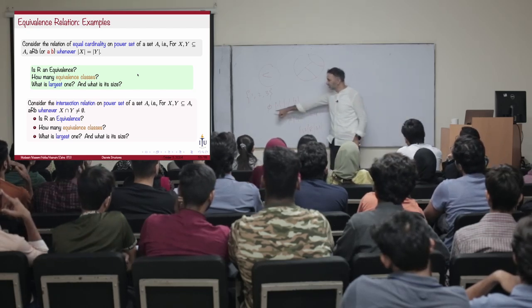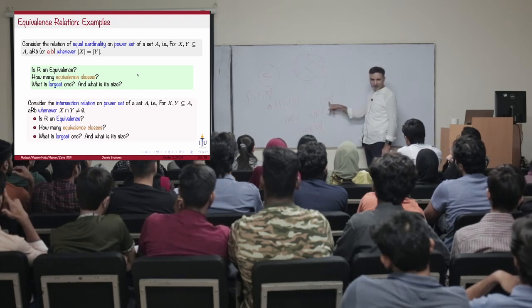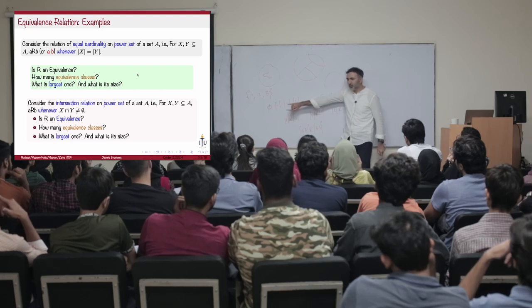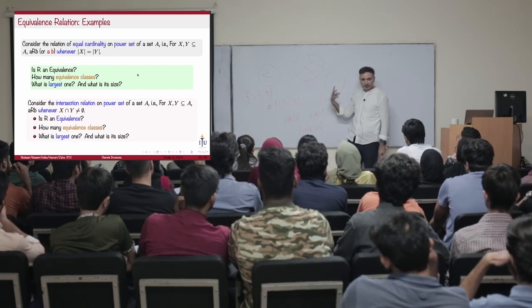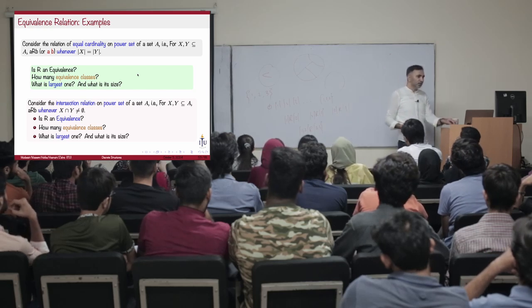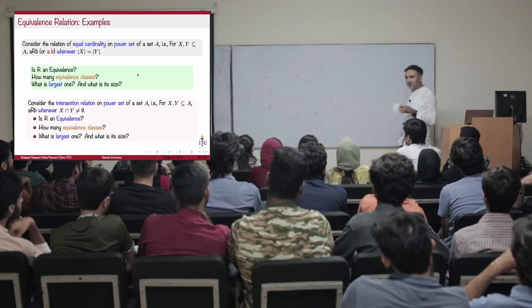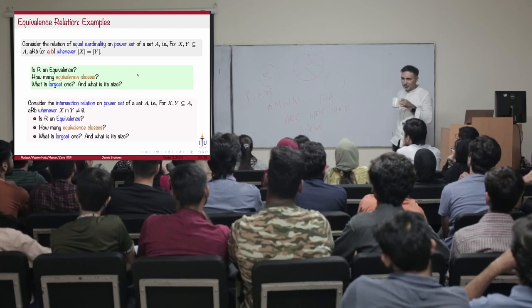Good. Is empty set related to anything? No. Similarly, this set is also not related to anything, है ना? इसकी कार्डिनलिटी 0 है, किसी और सेट की कार्डिनलिटी 0 नहीं है. इसकी कार्डिनलिटी 3 है और किसी और सेट की कार्डिनलिटी 3 नहीं है. ठीक है. After this example, do we understand what this relationship is? Is this an equivalence relation?